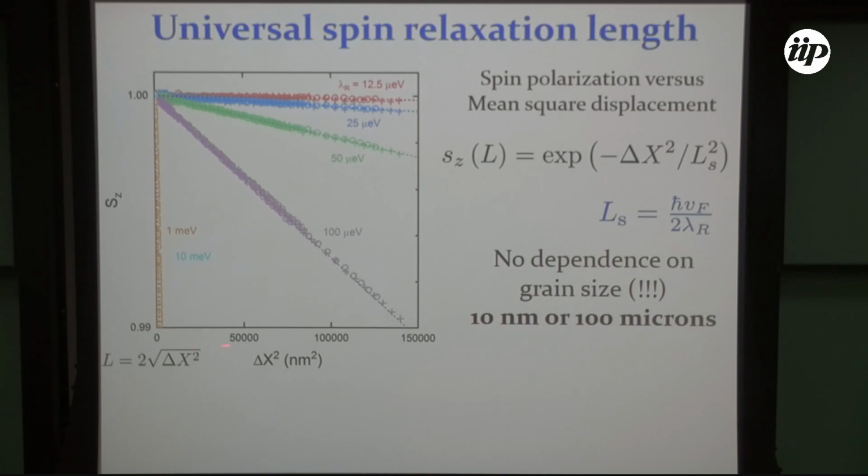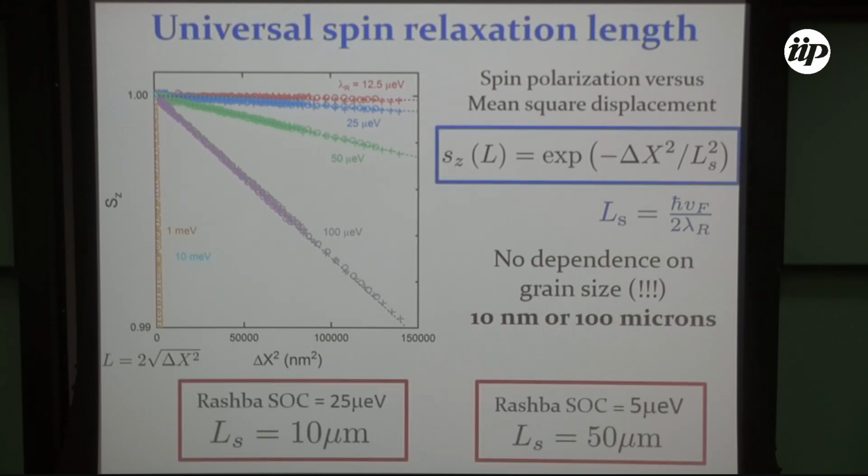I plot the spin polarization as a function of mean square displacement. And what we found is that the relaxation is only driven by the strength of the Rashba spin-orbit coupling. It's not depending on the average grain size. So I can have 10 nanometer mean free path, I can have 1 micron mean free path, I will get 10 microns if I have 20 micro eV of my Rashba, or I will get 50 microns if I have 5 micro electron volt. So that's a very interesting result for pushing to technology.